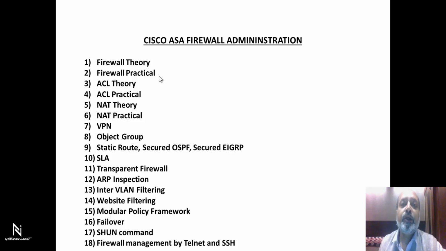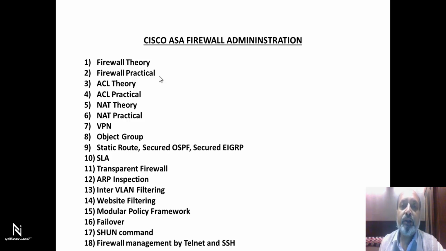Then VPN. In fact, VPN and firewall, you can consider these two as the two main security foundations, right? The entire world of IT security lies on these two foundations, VPN and firewall. Firewall is basically a local system, right? Whereas VPN can be considered as a spanned system, right?